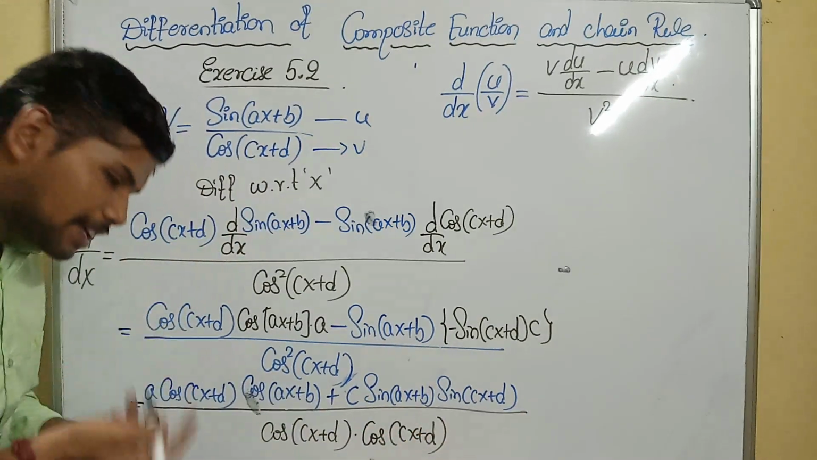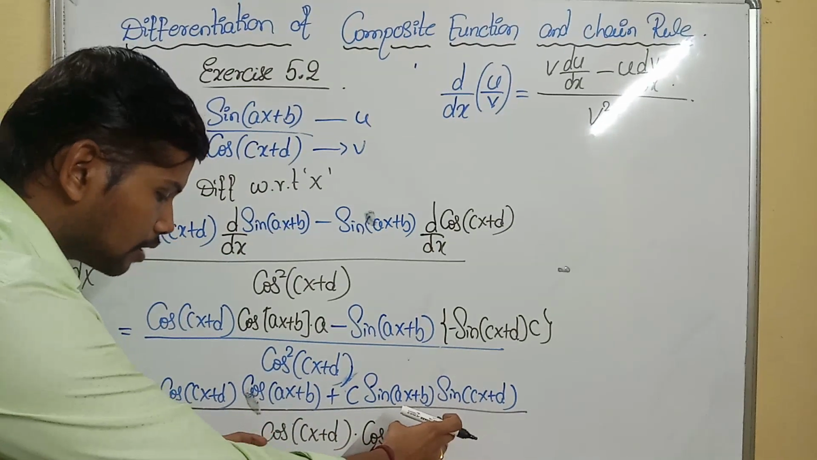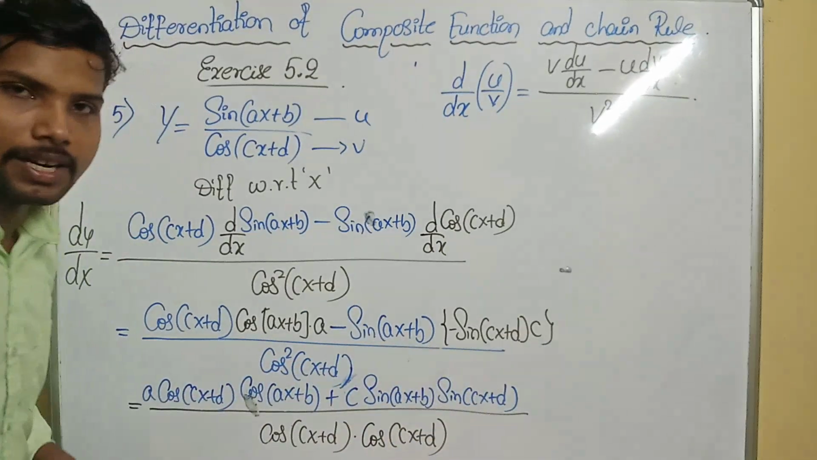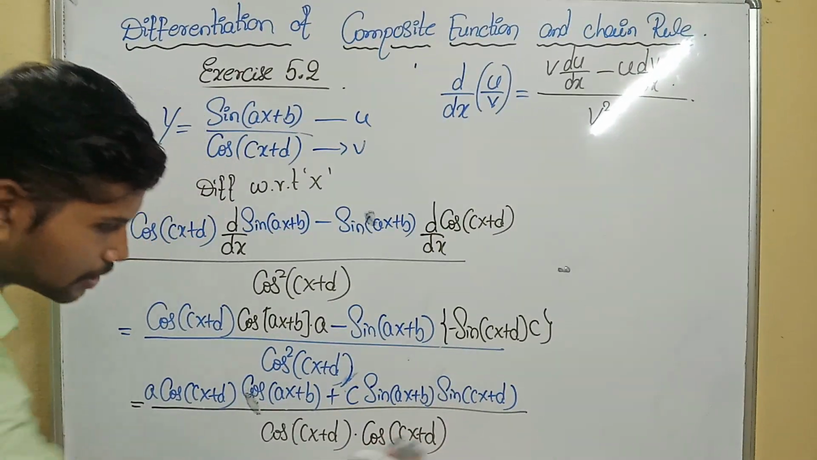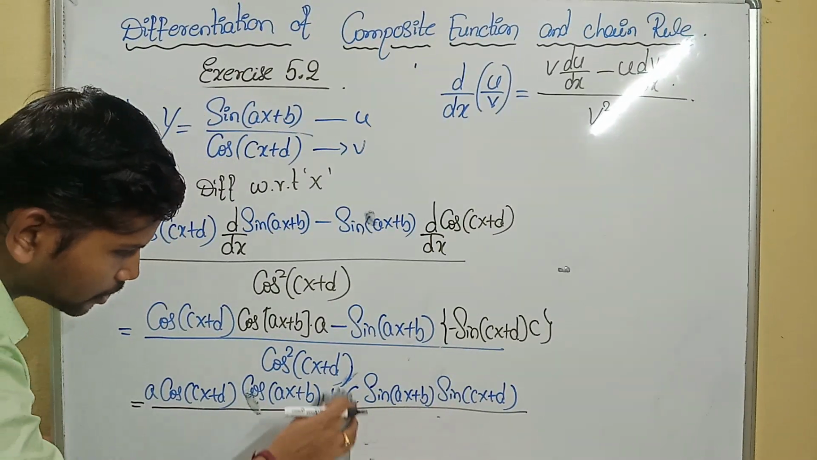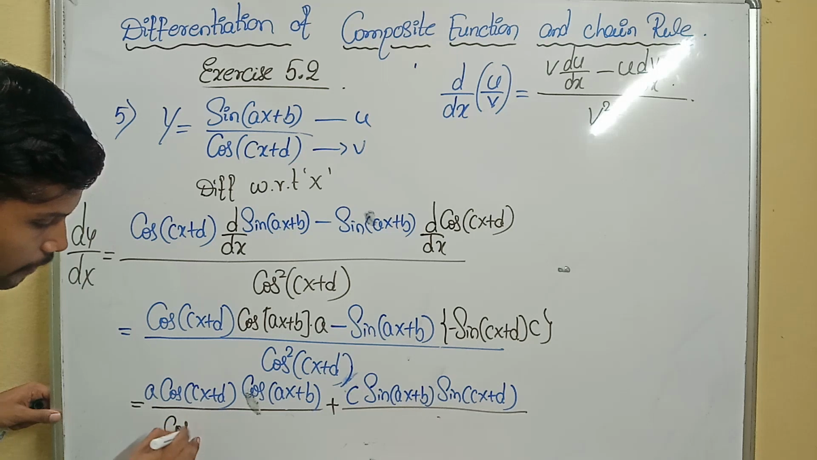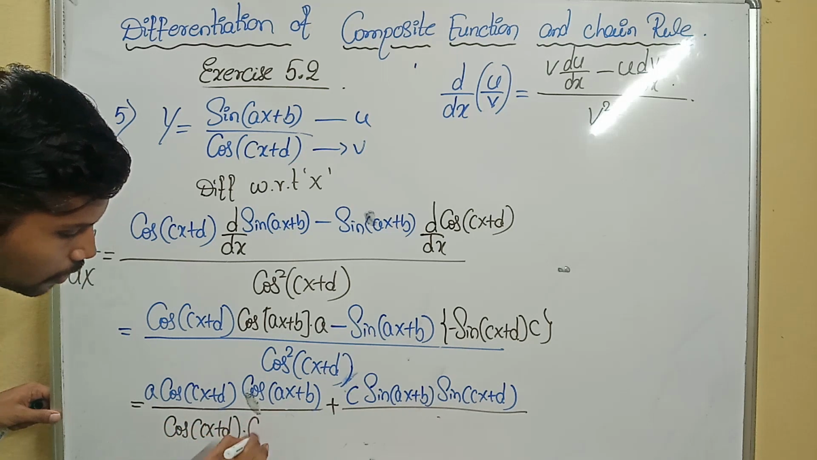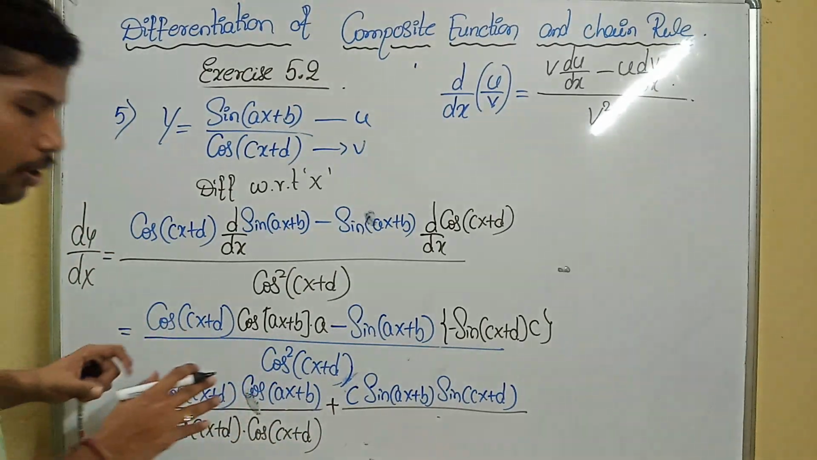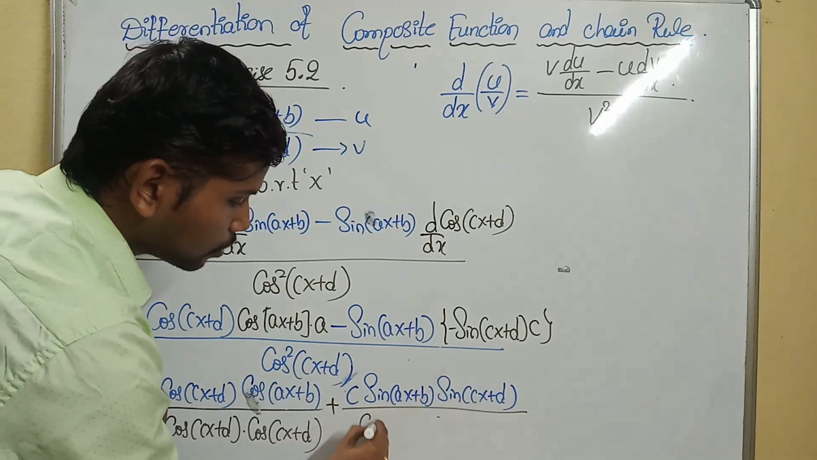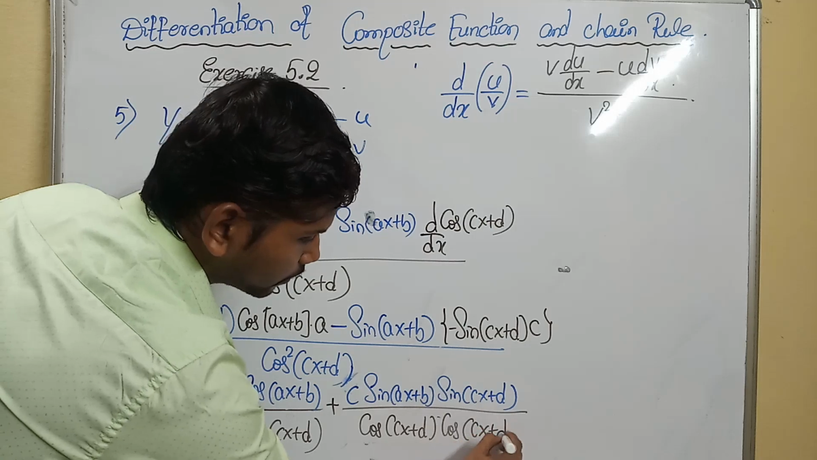Getting my point clearly? In this step only, I'd like to take cos of cx plus d, which is related to the first term as well as the second term. That's why I'd like to split the term like this. Now concentrate. I'll rub this, I'll divide this, I'll make it plus. Now the denominator is cos square, cos of cx plus d into cos of cx plus d. That is related to the first numerator also, plus cos of cx plus d, cos of cx plus d. Getting my point clearly?